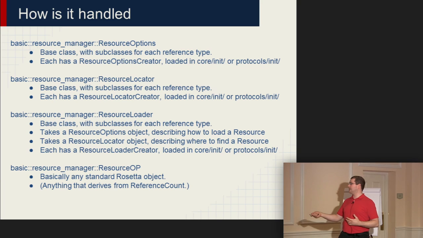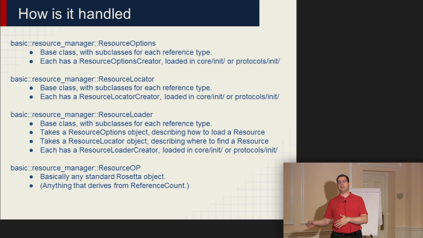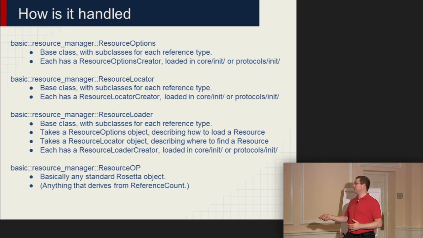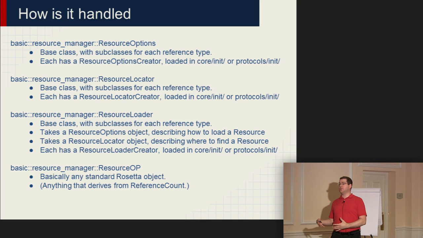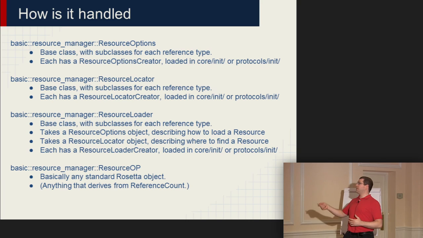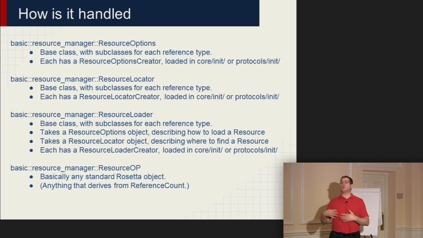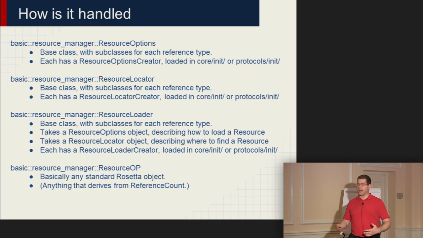And then finally, you have your basic resource manager resource OP, which is the actual representation of a resource. This is actually a typedef for anything that derives from an OP to anything that derives from reference count. So basically anything in Rosetta that's a standard Rosetta type can be considered to be a resource. And so all you need to do in order to make that object managed by the resource manager is to set up this system where you have a resource loader that would be able to load that particular object based on the configuration that someone gives you in an XML file.